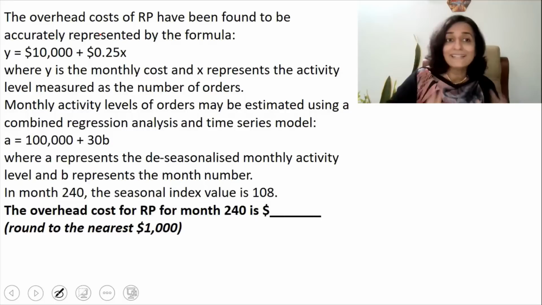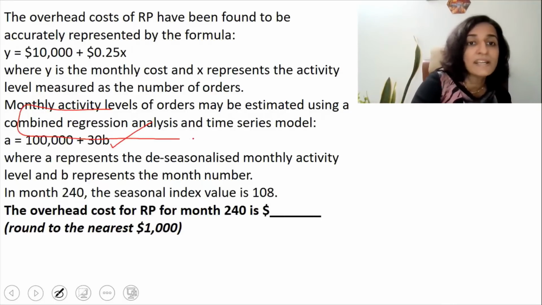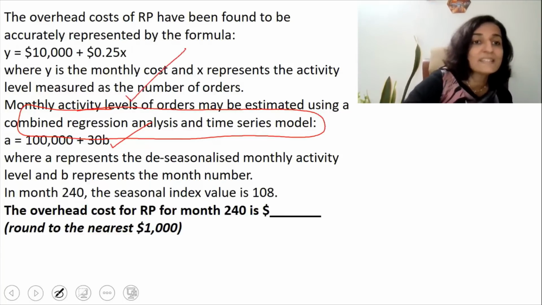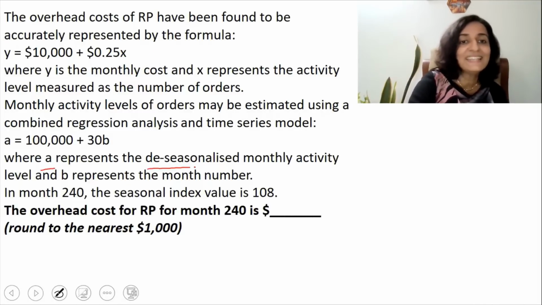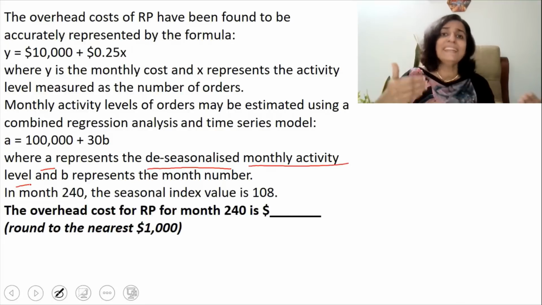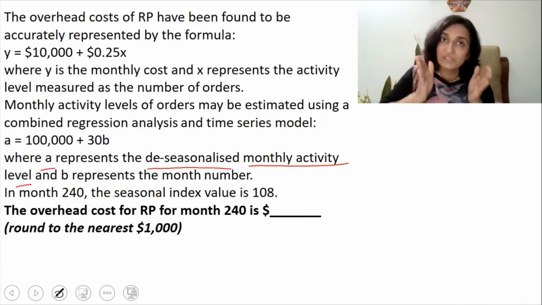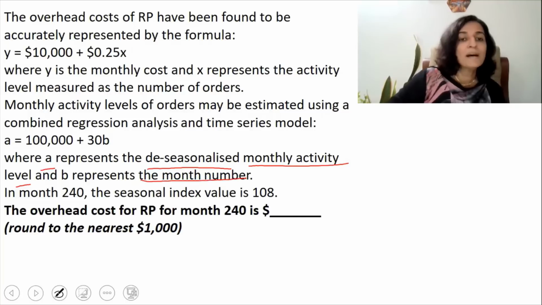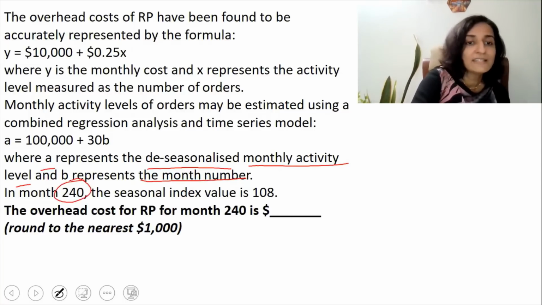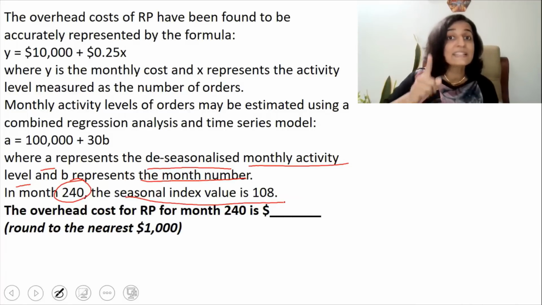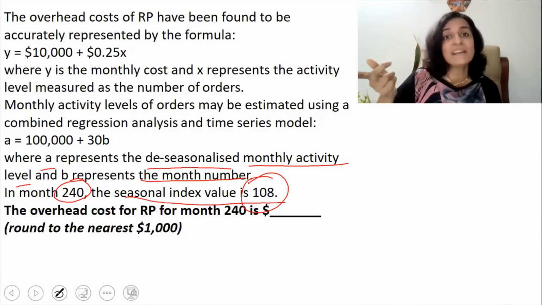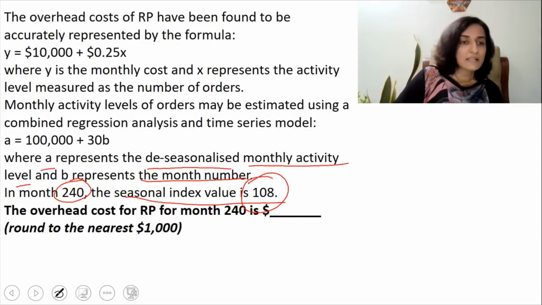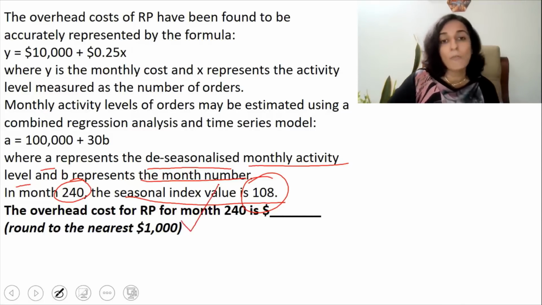The trend equation, they have specifically said that this is the line which uses the combined regression analysis and time series model for estimating the monthly activity level of orders. So we have the trend equation where A represents the deseasonalized monthly activity level. What do you mean by deseasonalized? That is, they have not adjusted the seasonal fluctuation. This is purely the trend only. And B represents the month number. In month 240, the seasonal index value is 108. Seasonal index value. Immediately put in mind that this is a multiplicative model. Whenever they are giving 108, what should you do? Trend multiplied by 108%. Only then you will get the forecasted sales. So they are asking you what is the overhead cost for RP for month 240.